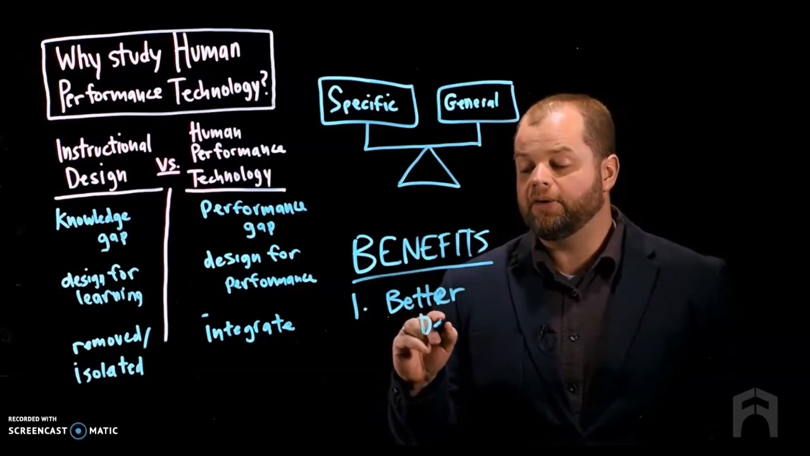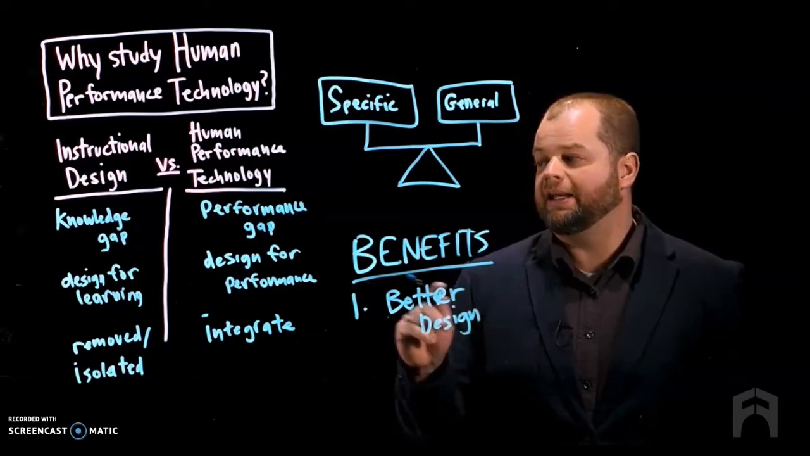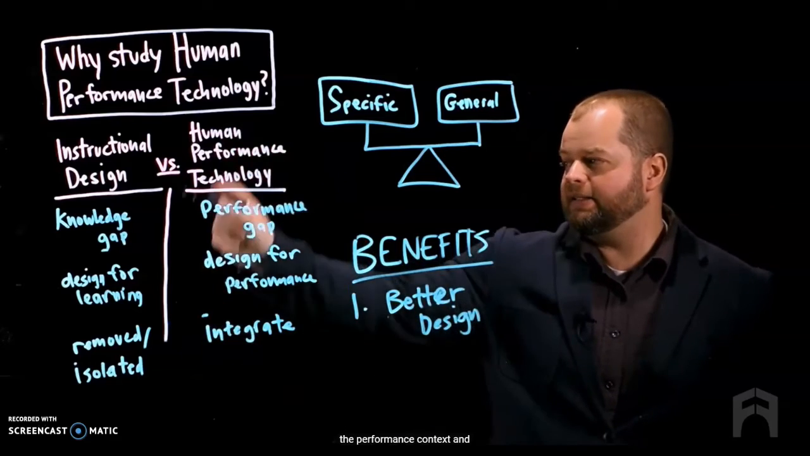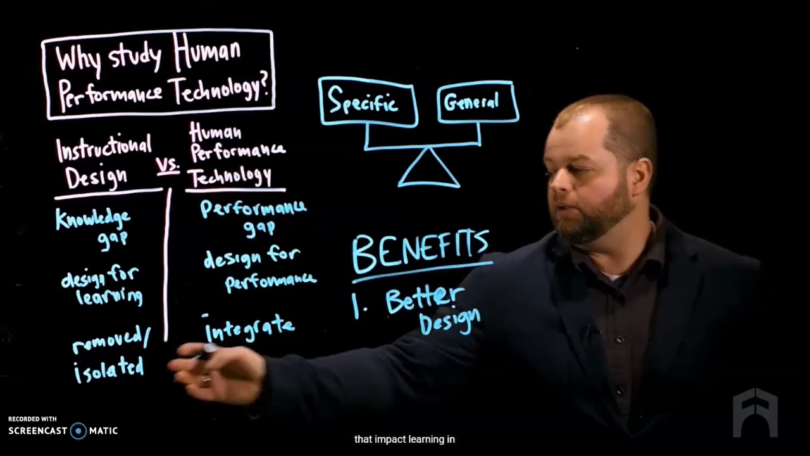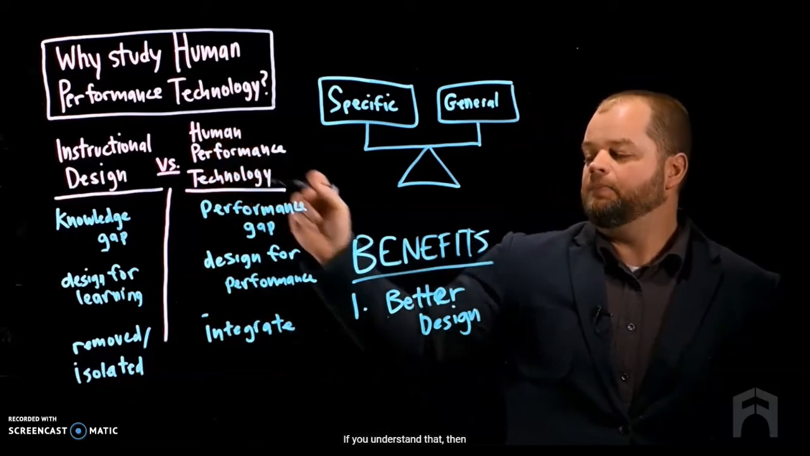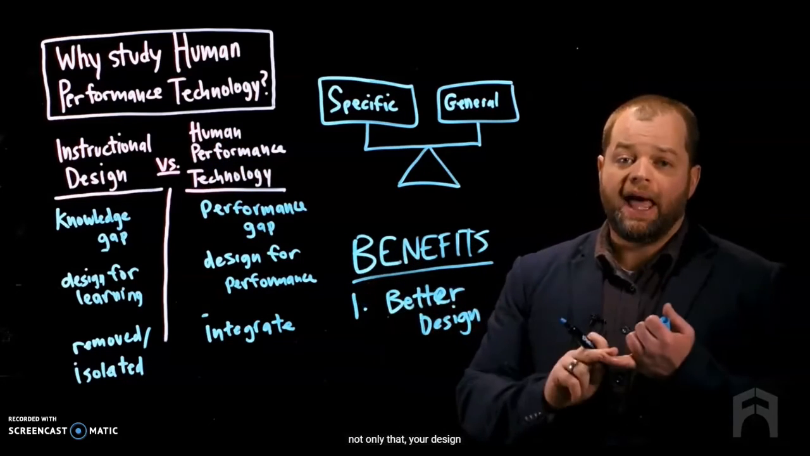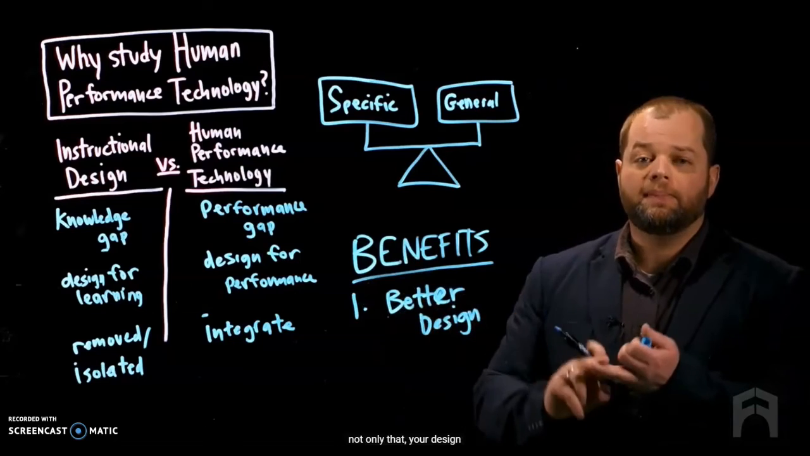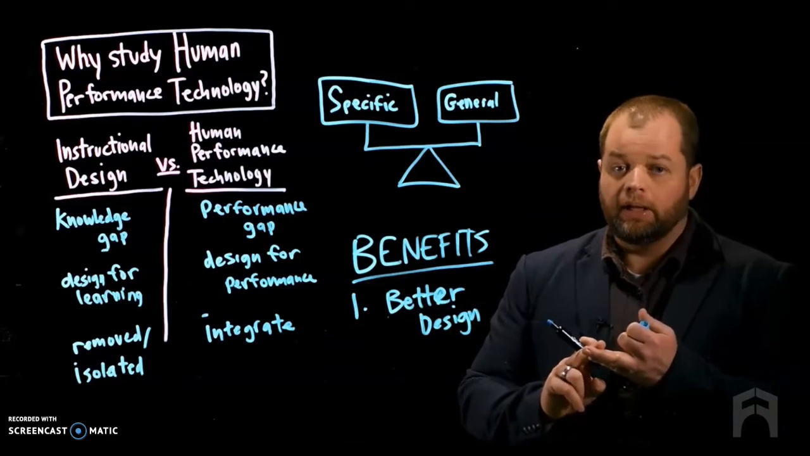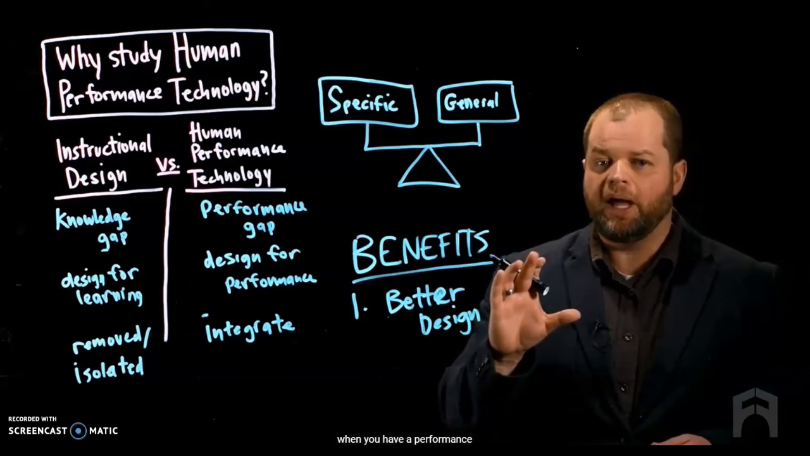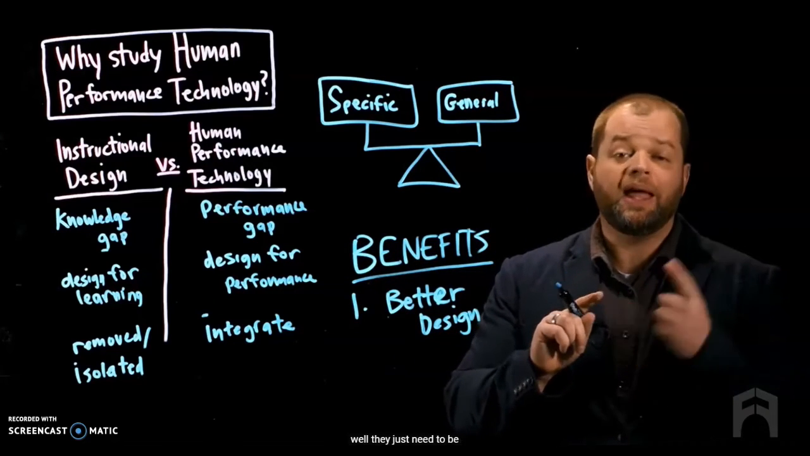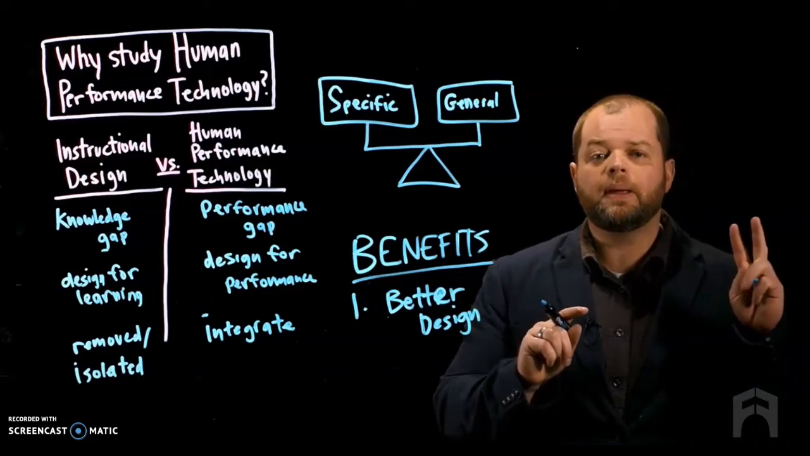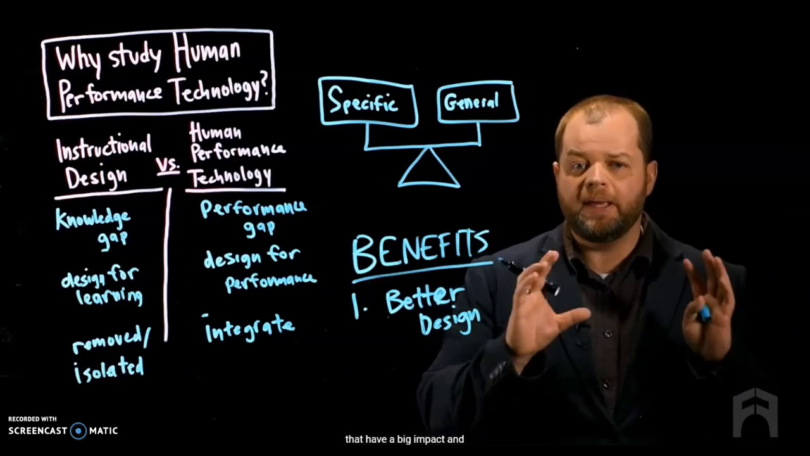You do better design when you understand the performance context and all of those other variables that impact learning and the learning environment. If you understand that, then you're going to design better. Not only that, your design will integrate better into the organization. Many times, when you have a performance need, there's not only one cause. Well, they just need to be trained. Well, that might be true, right? But there may be these other variables that have a big impact.